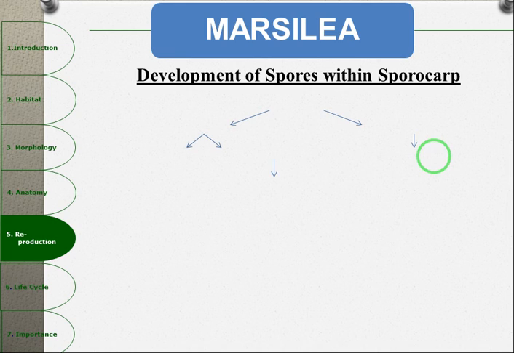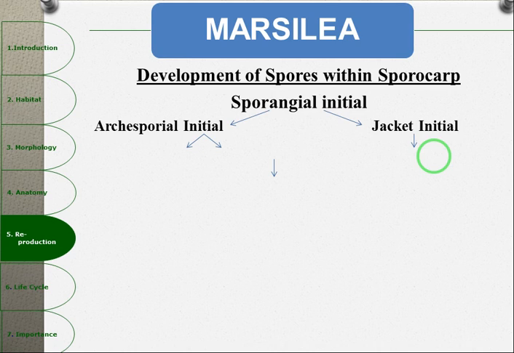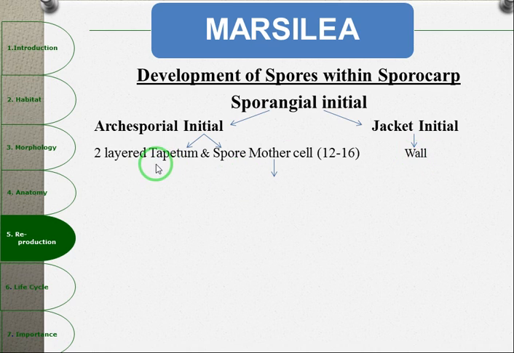Now the development of spores within the sporocarp occurs. There is always a sporangial initial, so the development of microspores and megaspores is similar. The sporangial initial gives rise to the archesporial initial and jacket initial. The jacket initial always terminates with the formation of a wall, and the archesporial initial gives rise to the tapetum, which is the nourishing body, and it provides nourishment for the spores.